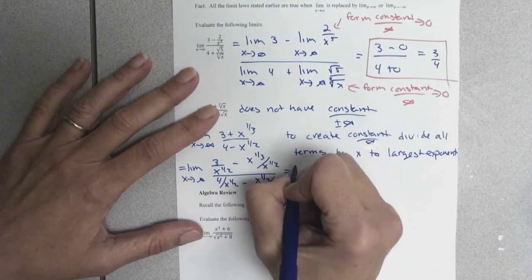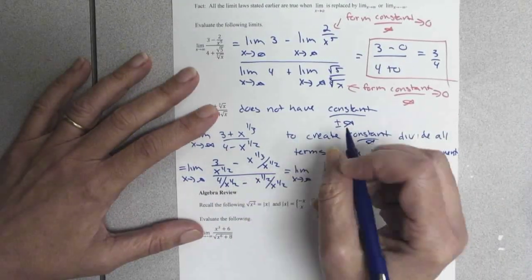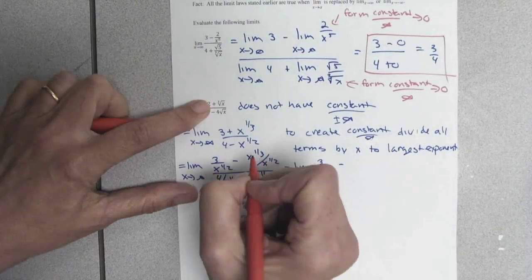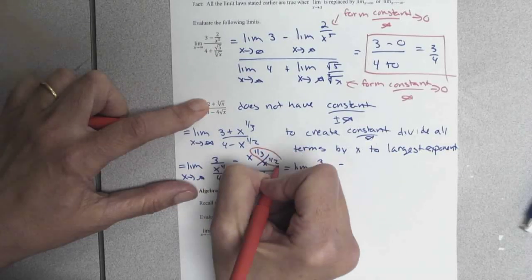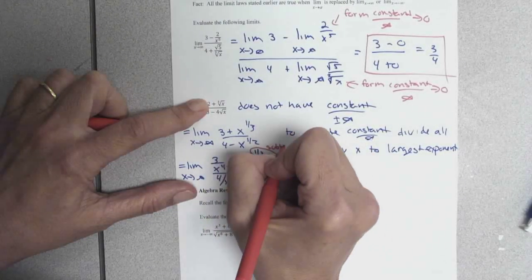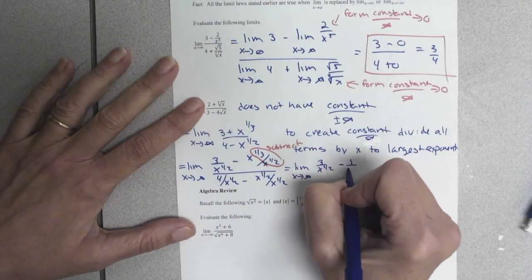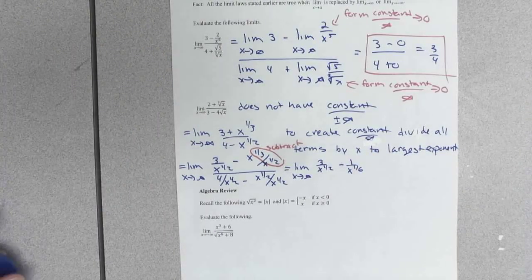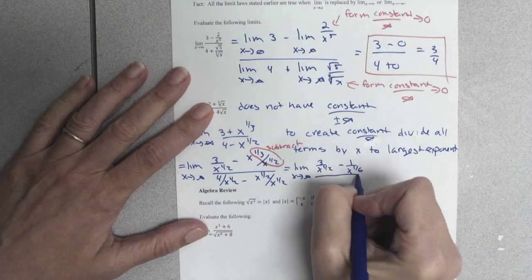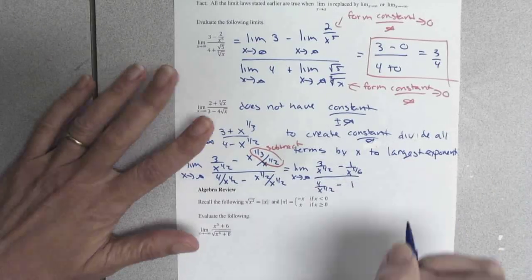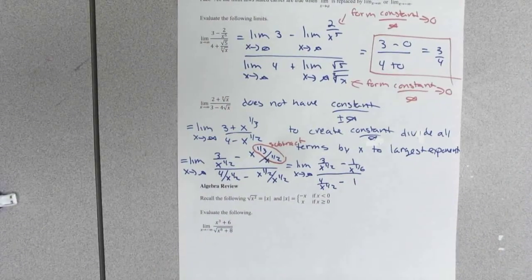Now I'm going to simplify. And so that's the limit as x goes to infinity of 3 over x to the 1/2 minus, subtracting my exponents here. Remember, in a fraction, you subtract your exponents, and so that's going to be 1 over x to the 1/6. 1/2 minus 1/3 is 1/6. Over 4 over x to the 1/2 minus 1. And now I have forms that I know.